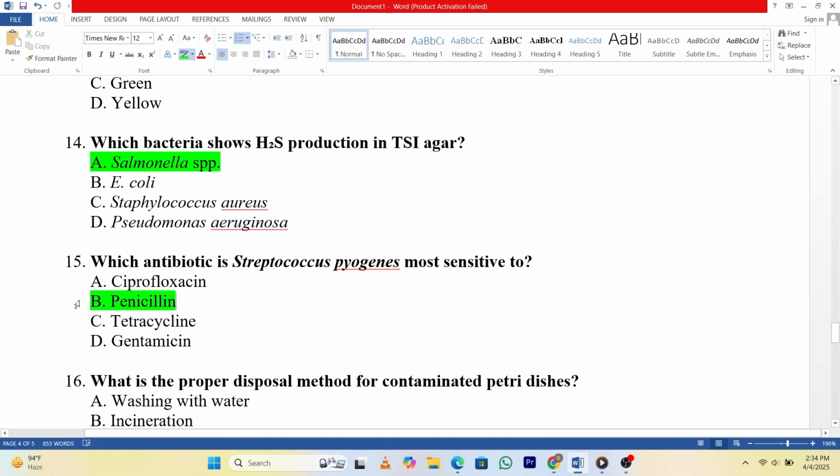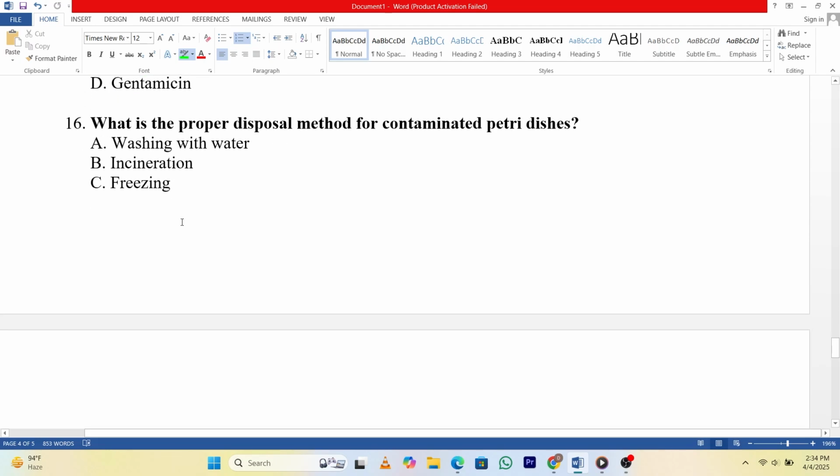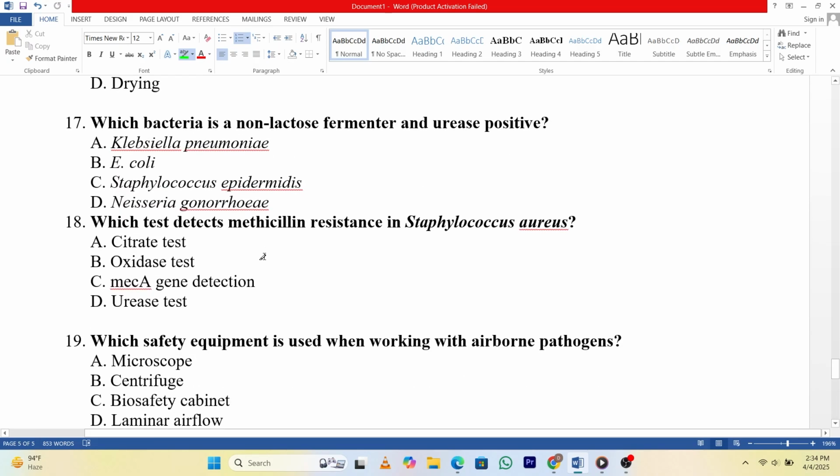16. What is the proper disposal method for contaminated petri dishes? A. Washing with water. B. Incineration. C. Freezing. D. Drying. Answer, B. 17. Which bacteria is a lactose fermenter and urease positive? A. Klebsiella pneumoniae. B. E. coli. C. Staphylococcus epidermidis. D. Neisseria gonorrhoeae. Answer, A.